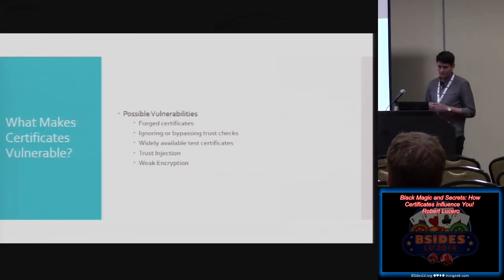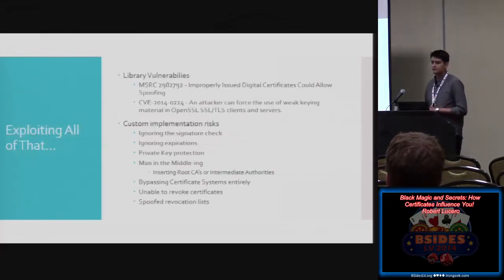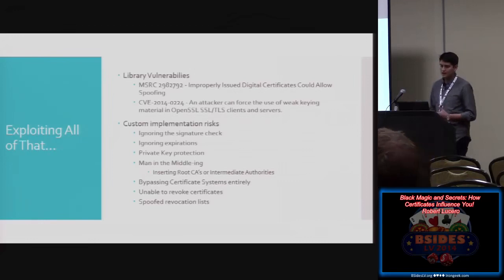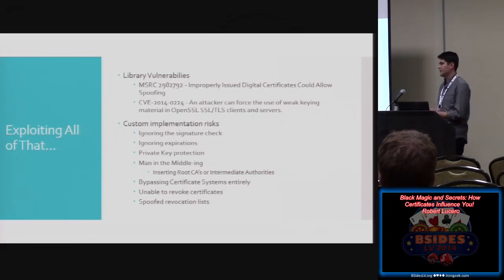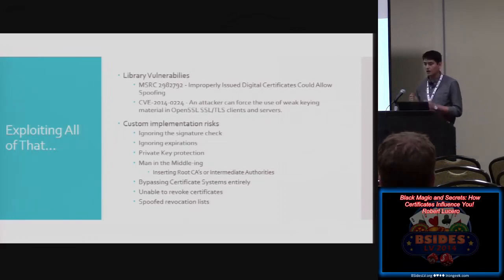So let's take a look at exploiting all of this. There are two sorts of things that can be exploited. One of them is the library, so the things that are on the operating system, things that are on your phone. The other thing is if you're doing custom implementations. If you're using certificates on a device or on a phone application or on a rich desktop client application, those custom implementations put you at risk.